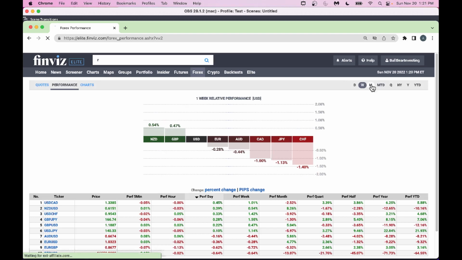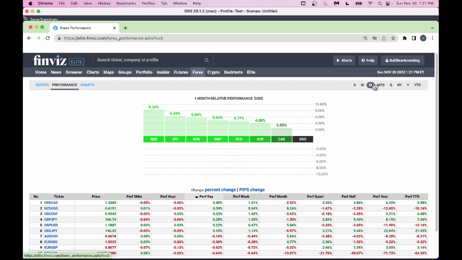And now we go to monthly here. Look at the pairs here. Look, NZD doing very nicely, and Canadian dollars is not doing great. Looks like you can trade the NZD and Canadian dollar pair and go from there. So it gives a good idea.